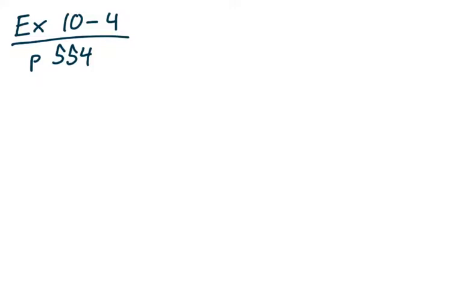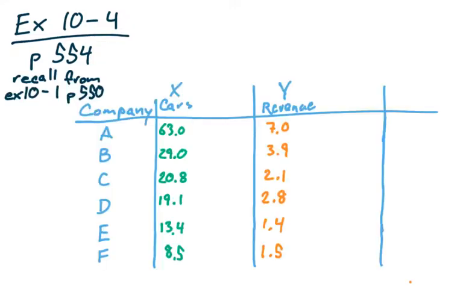But for the moment, let's do example 10-4, page 554. This one says, compute the linear correlation coefficient for the data in example 10-1. Okay, so we'll go back and take a peek at 10-1. Here's the data. We had data from 6 car rental companies, the number of cars in thousands, and then the revenue in billions of dollars.